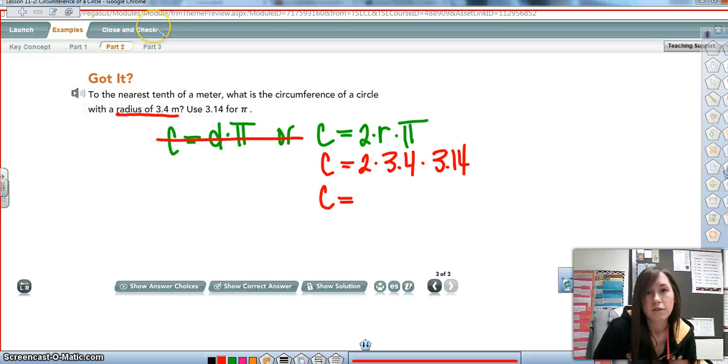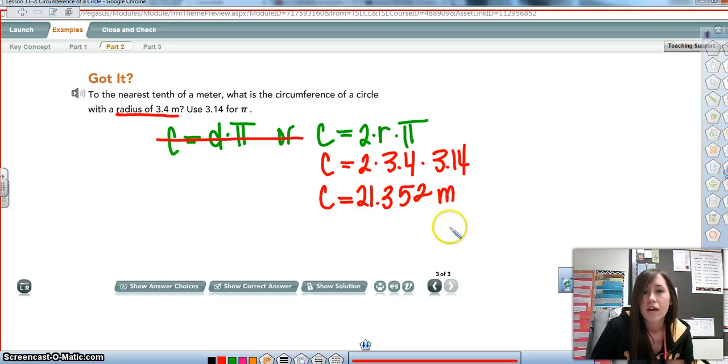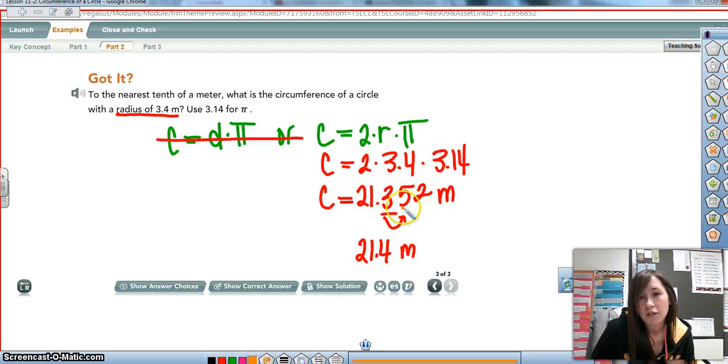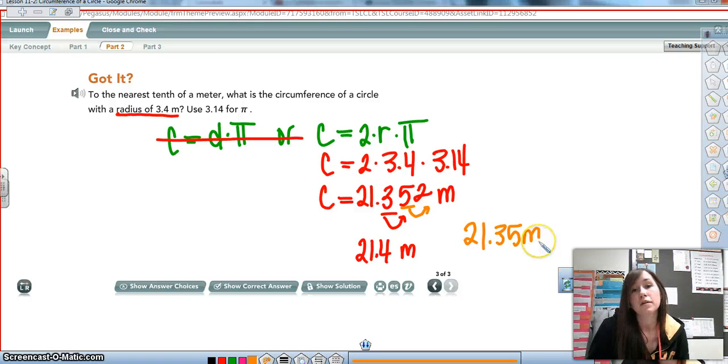21.352. And this would be in meters. If they asked us to round to the tenths place, we could say 21.4 meters. If they asked us to round to the hundredths place, we could say 21.35 meters. Or if they don't want us to round any more than what we have, we can just leave it as 21.352 meters.